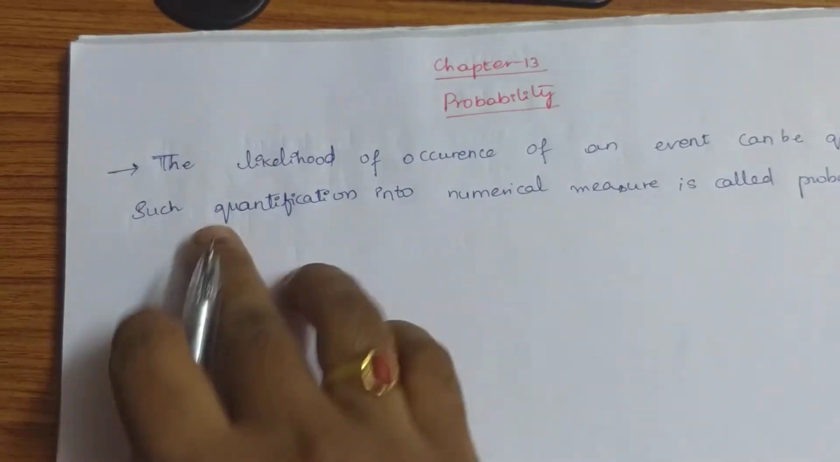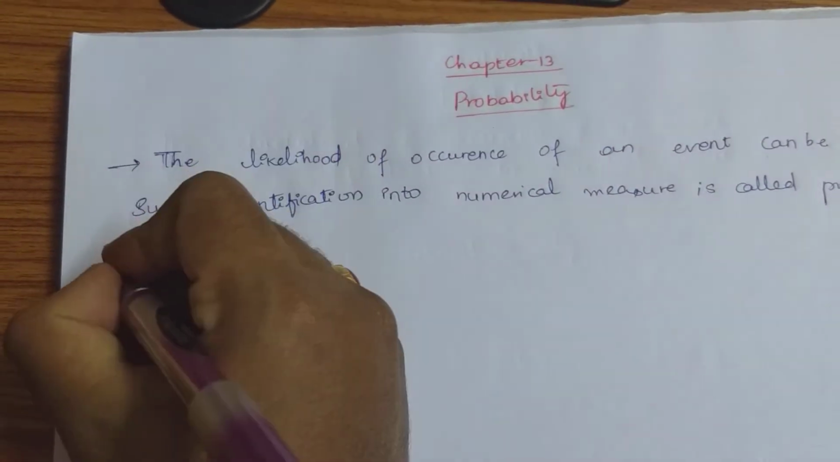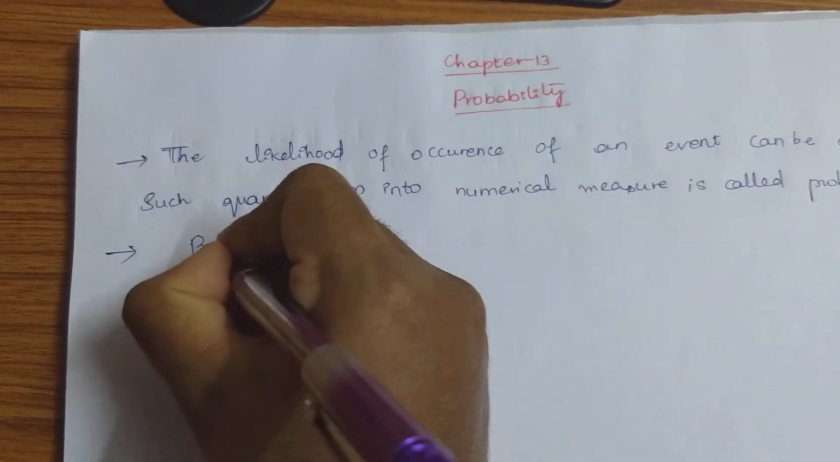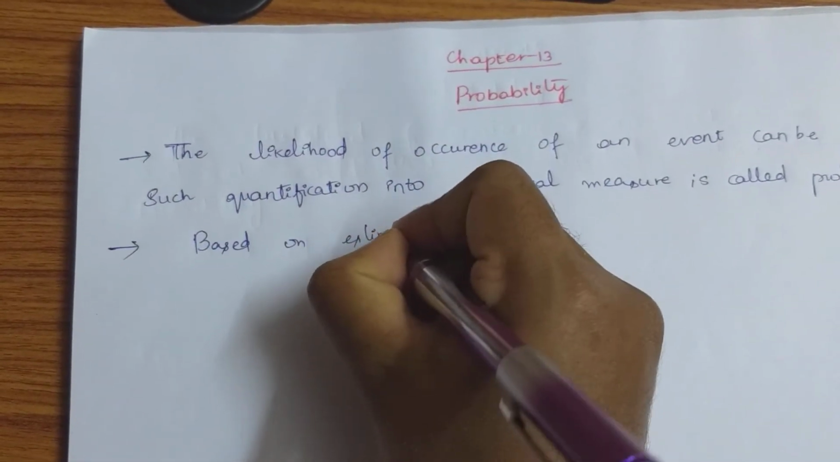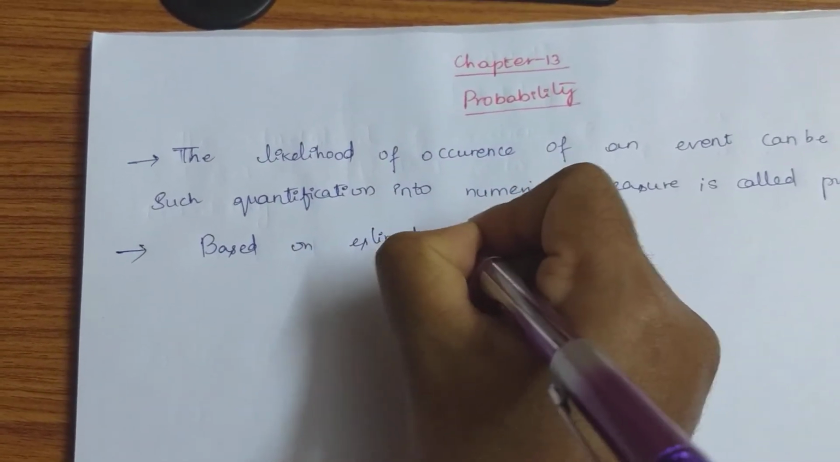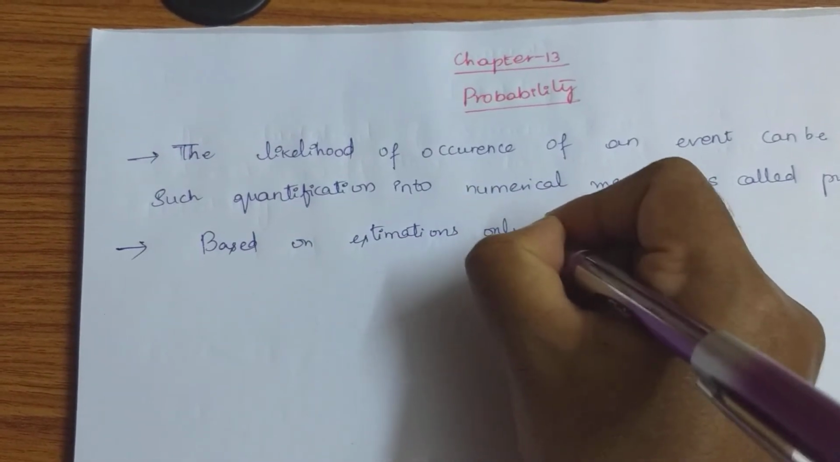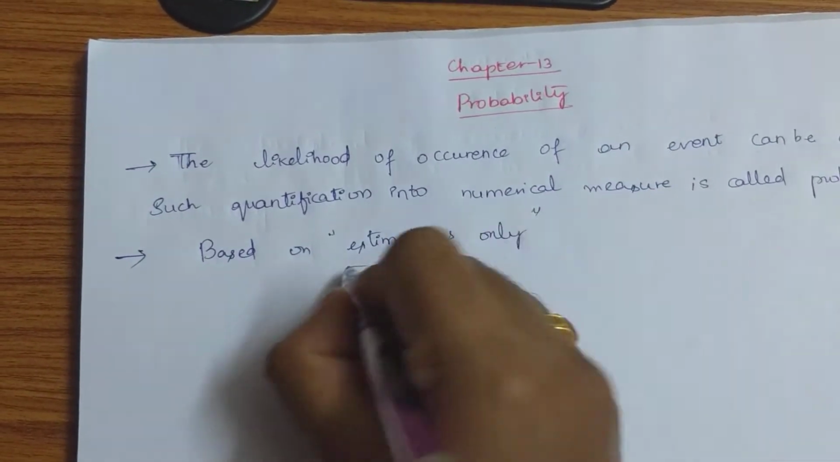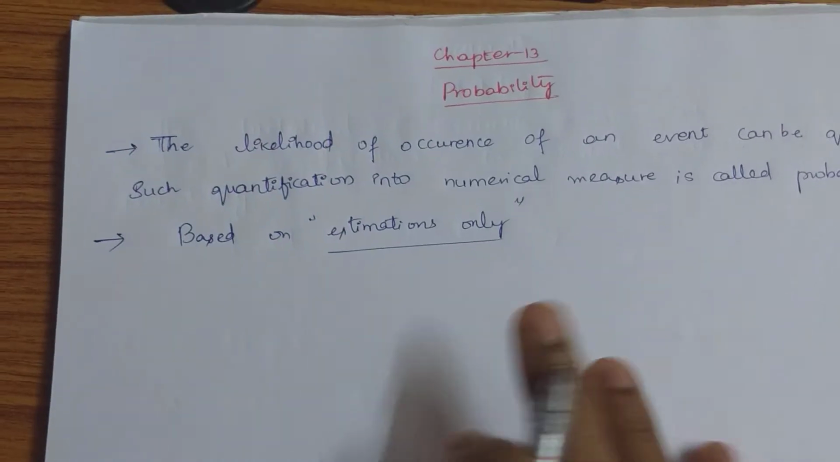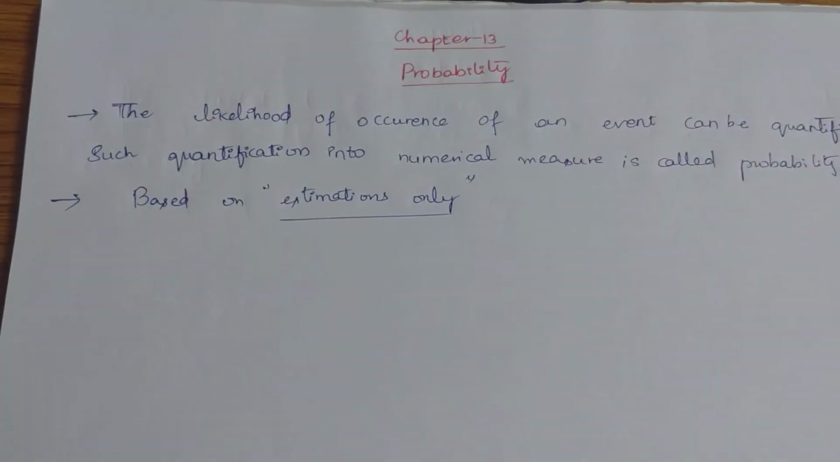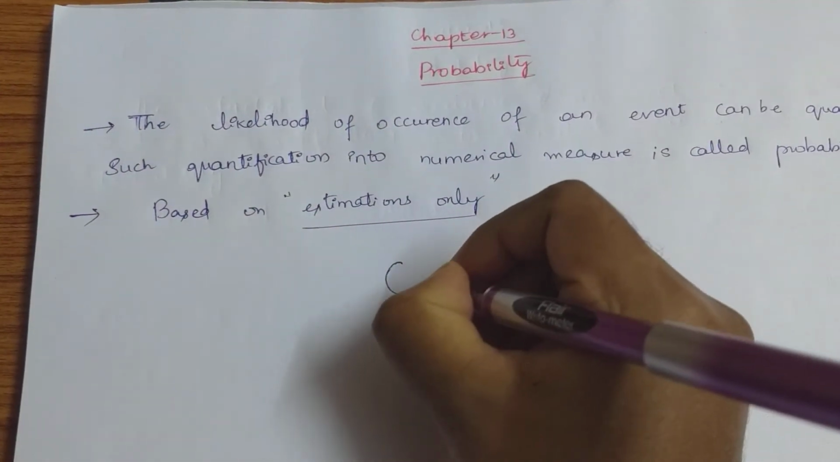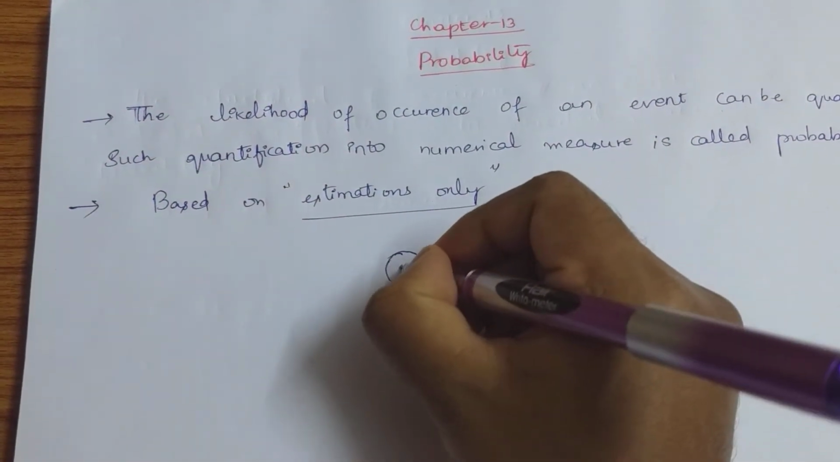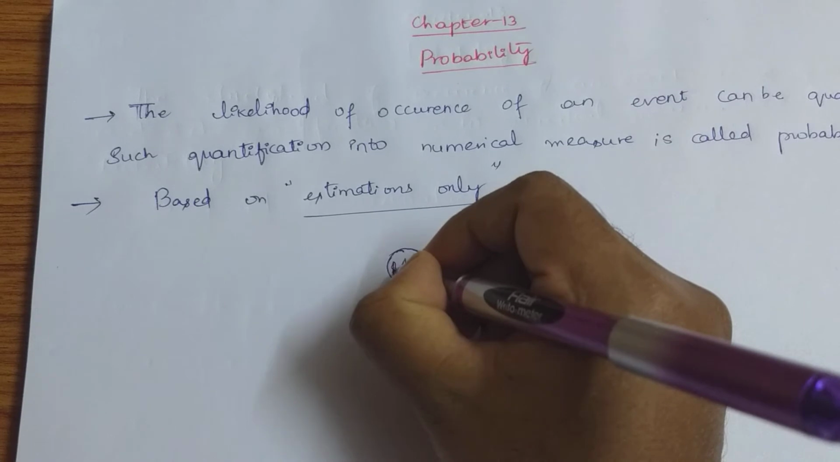Okay, this is the definition of probability, and this probability is based on estimations only. This is the theoretical concept of probability meaning. So first let me explain this definition with the help of an example. Suppose when you toss a coin, let us suppose this as one coin. This is rupees 1.